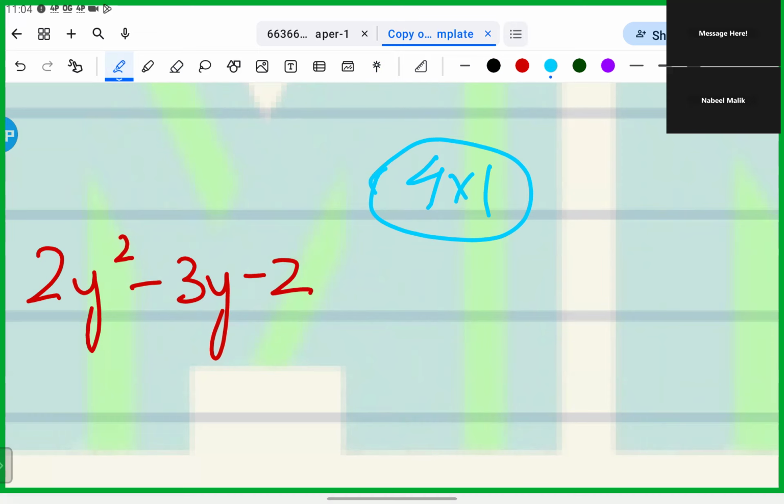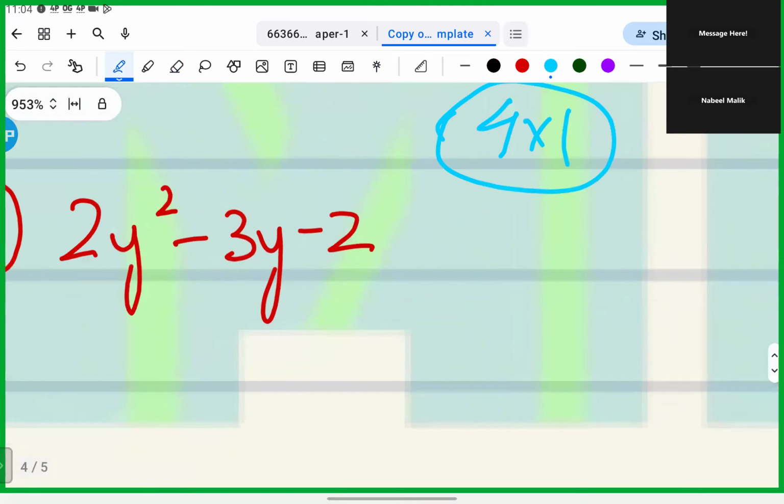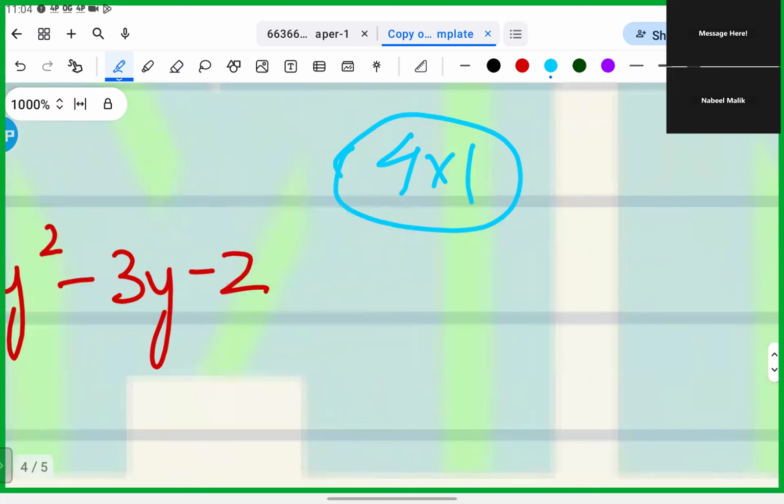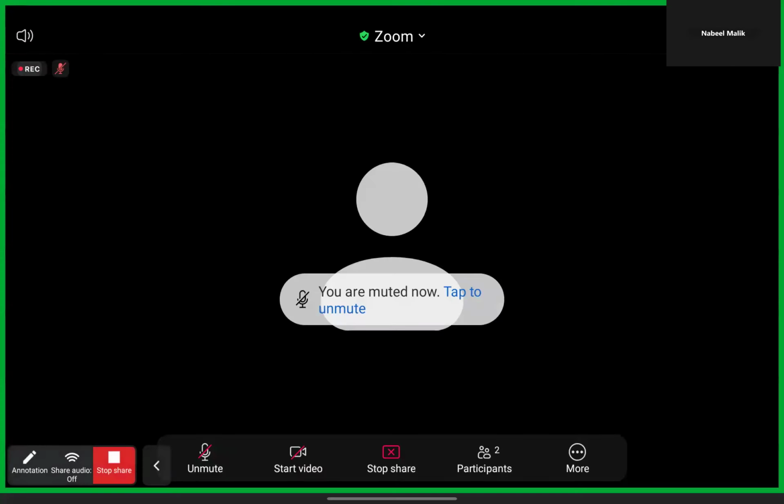So, let's see. Now, which number's sign will be negative? Yeah, that will be 4, all right? So we have to write minus 4 so that in the answer above also we get the same thing.